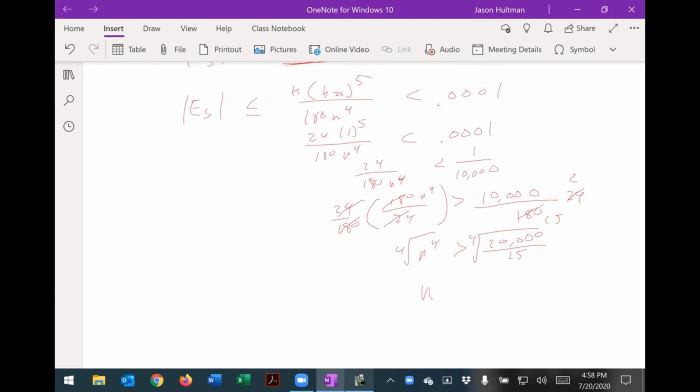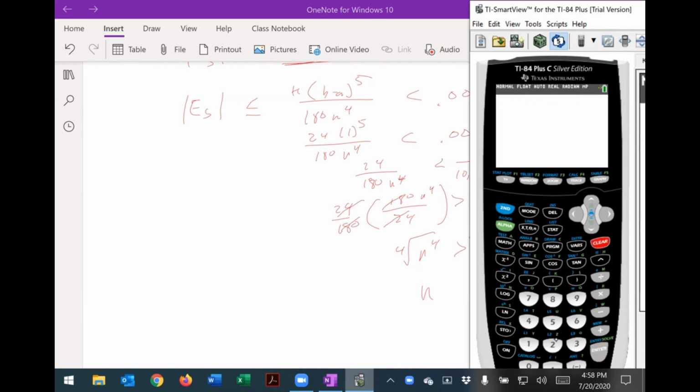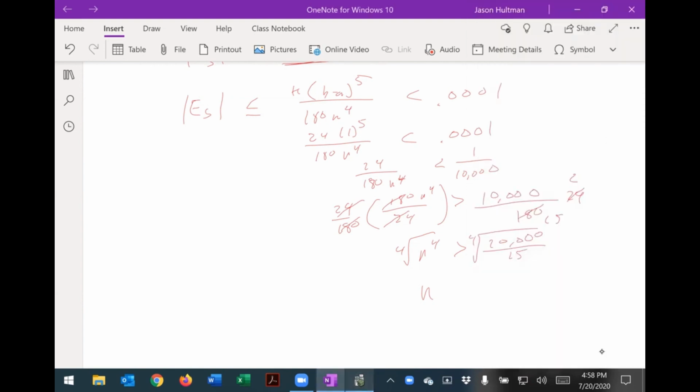Let me plug this into the calculator and see what we get here. What's 20,000 divided by 15, and then I want the fourth root of this, so raised to the 0.25 power, and I get 6.04, so n is greater than 6.04. So what is n? n can't be 6, and it also cannot be 7. So n cannot equal 6, and n cannot equal 7.